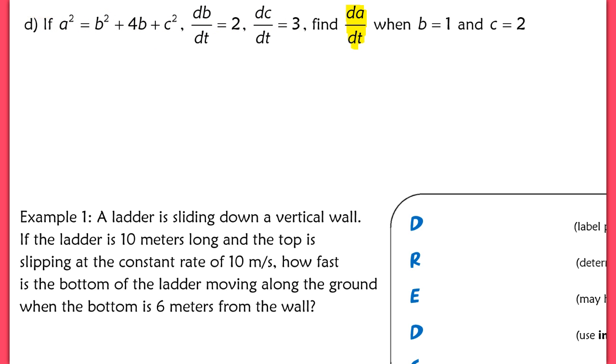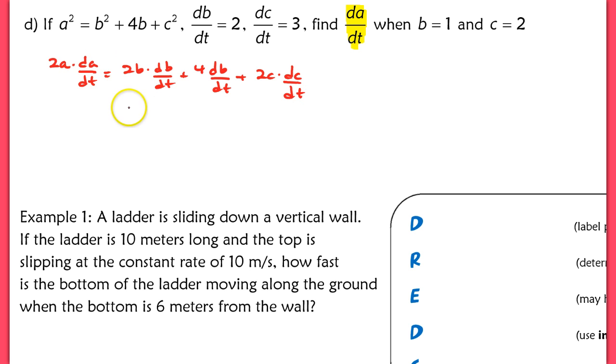So if we want to find this rate of change here, what we're going to have to do is come over to this original equation that relates those variables and differentiate it so that we can find how our rates are related to one another. Get it? Related rates. Okay. So we differentiate here with respect to time. So we have 2a times dA/dt equals 2b times dB/dt plus 4 times dB/dt plus 2c times dC/dt. So our goal is to isolate dA/dt and find dA/dt.